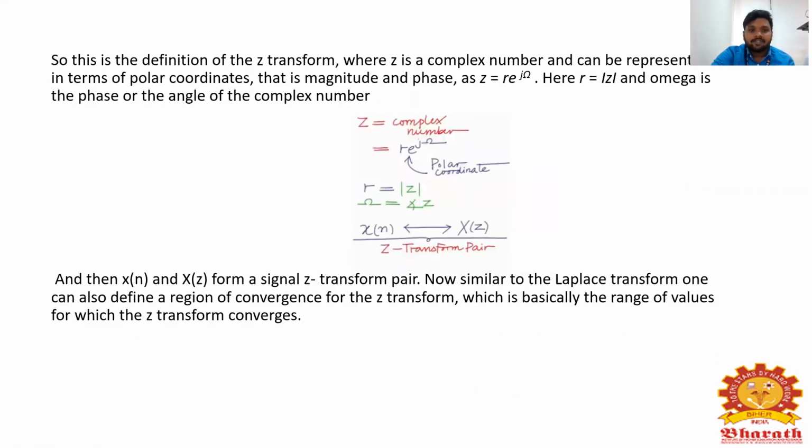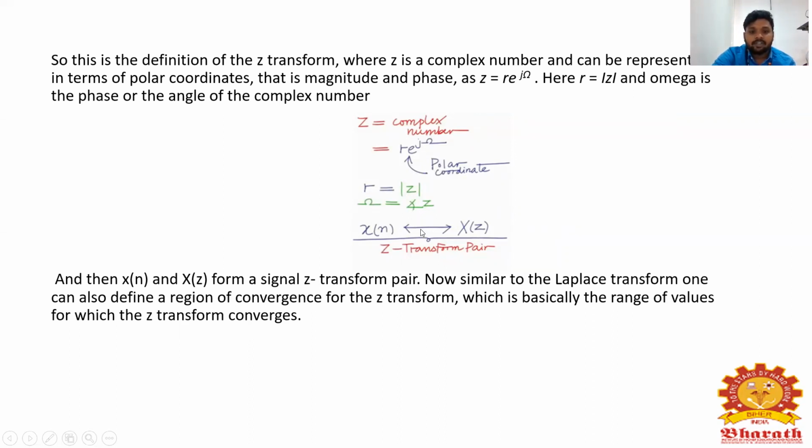This is the definition of the Z transform, where z is a complex number and can be represented in terms of polar coordinates, that is magnitude and phase, as z is equal to r e power j omega. So this r e power j omega is a polar coordinate, where r is equal to modulus of z, and omega is the phase or angle of the complex number.